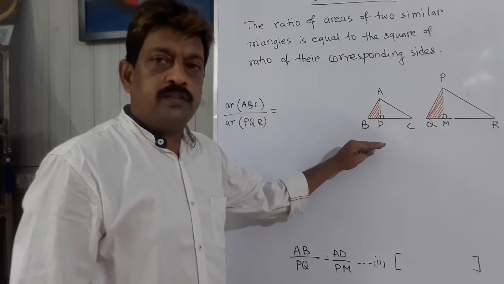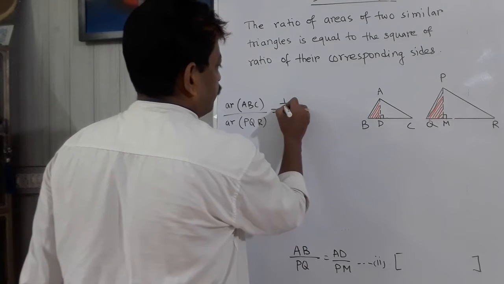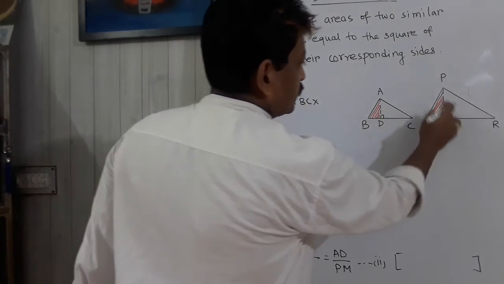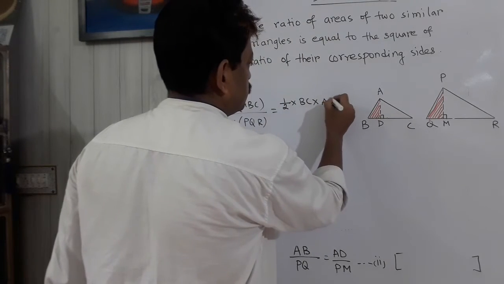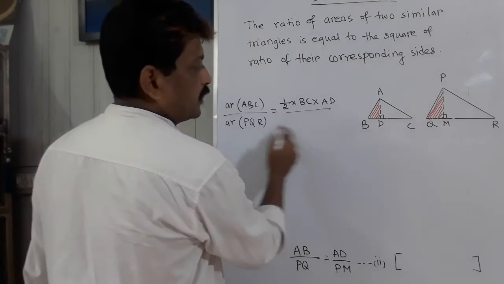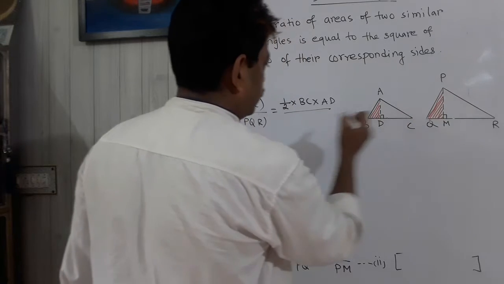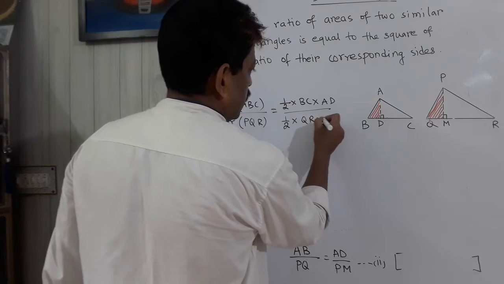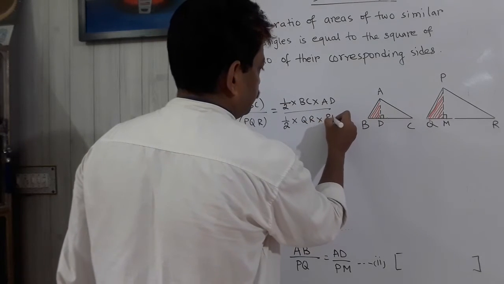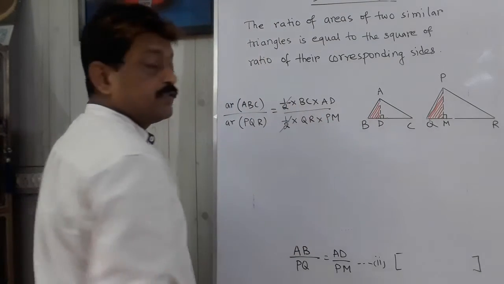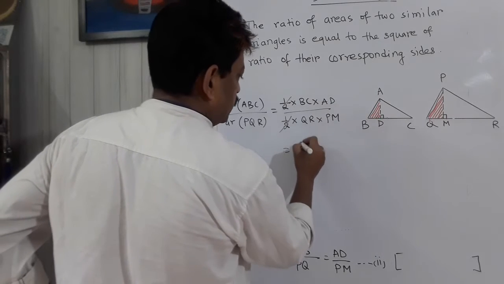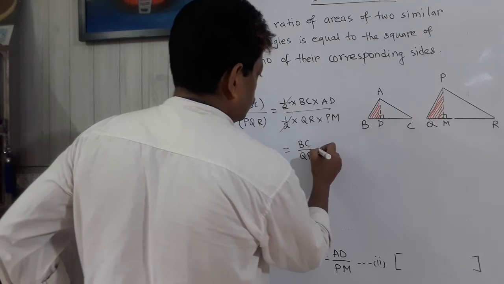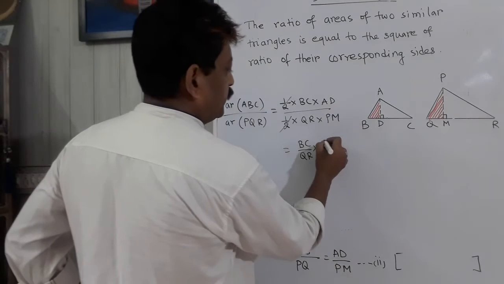It is half into base into height. So half base is BC and height is AD. Similarly, area of triangle PQR is half into base into height. Base is QR and height is PM. So this half cancelled. So we can write BC upon QR multiplied with AD upon PM.